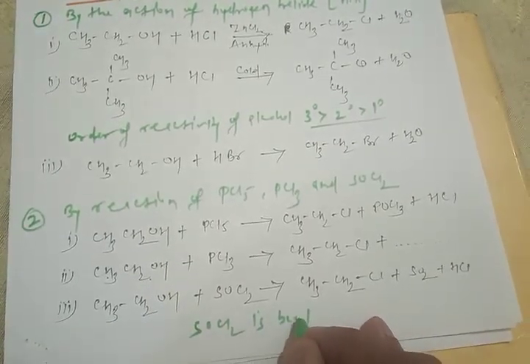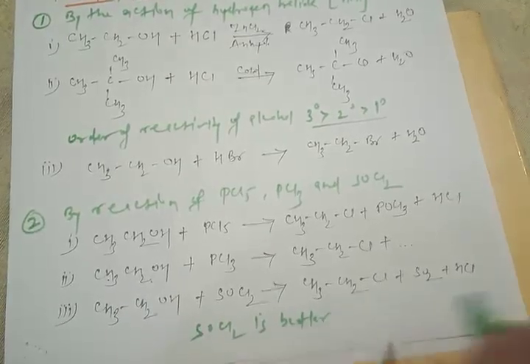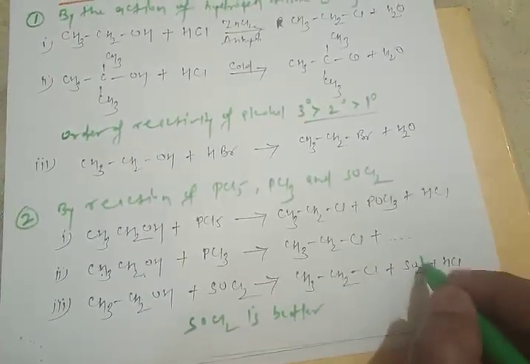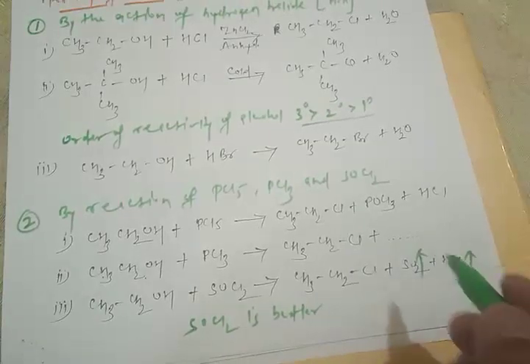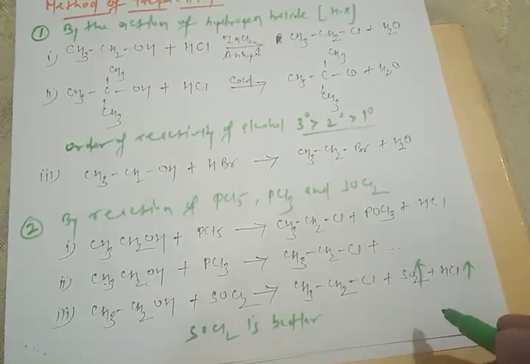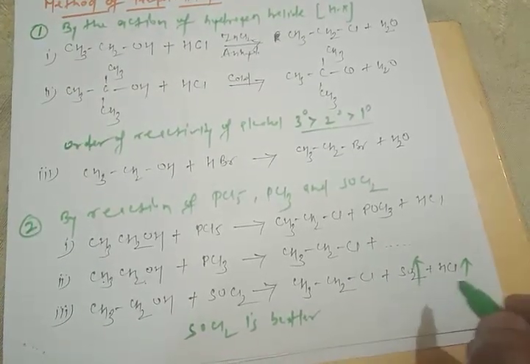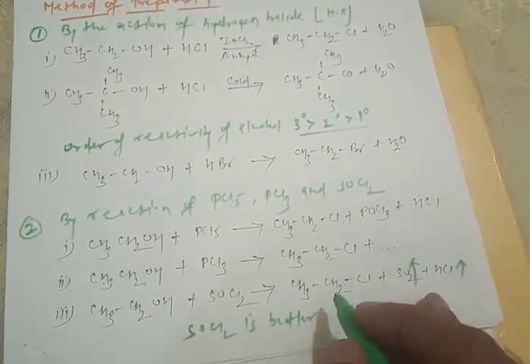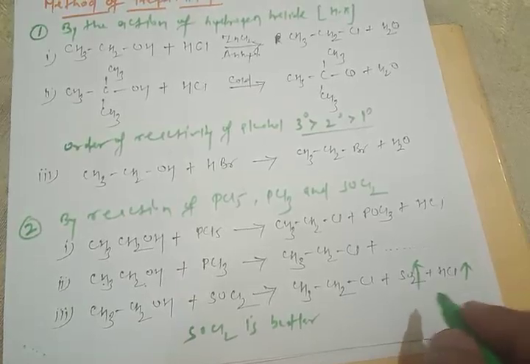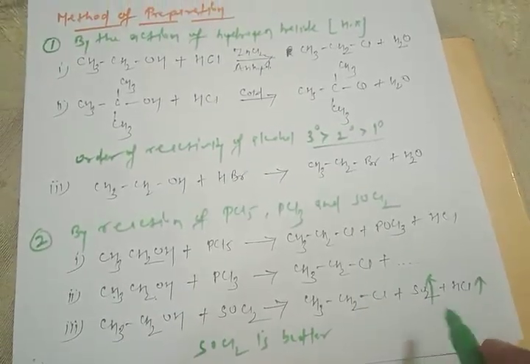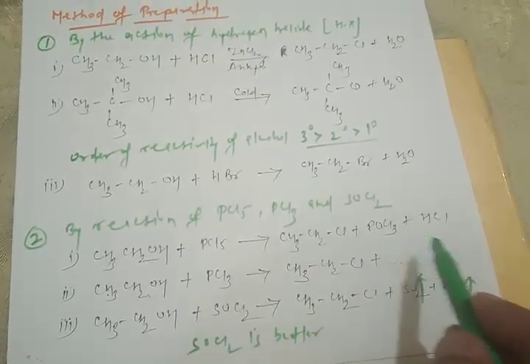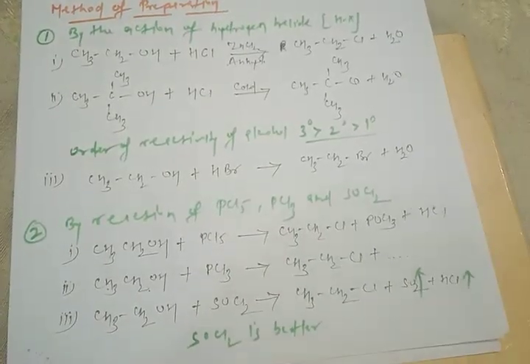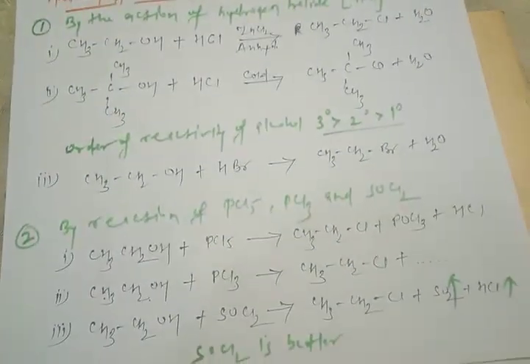The reason is that in this case we have SO2 gas and HCl as the byproducts, which can easily escape into the air. The byproducts SO2 and HCl are removed easily, whereas in the other cases the byproducts are not removed very easily. So SOCl2 is always better.